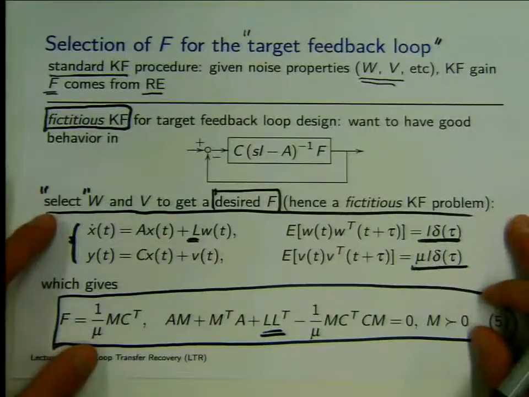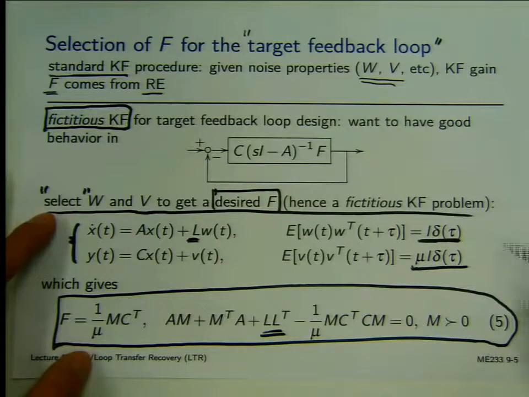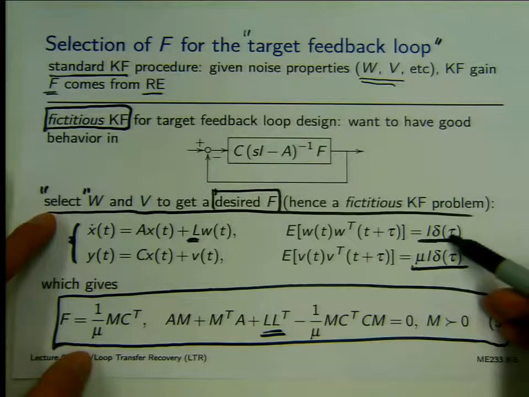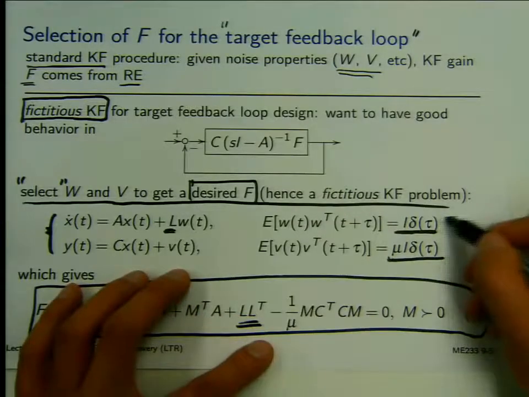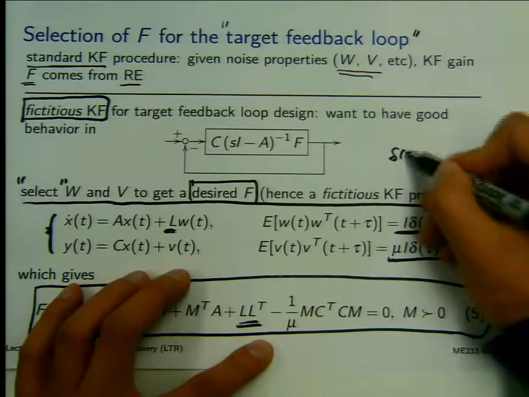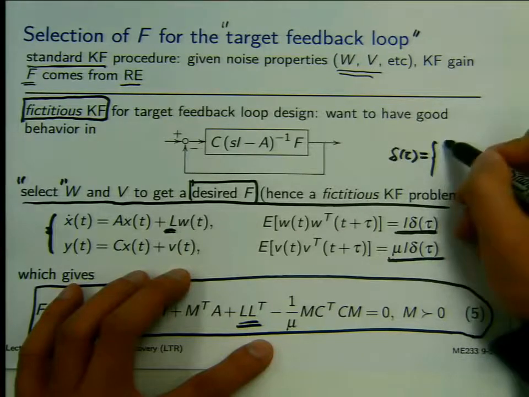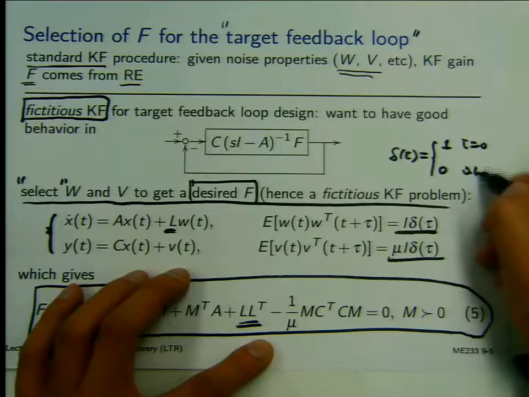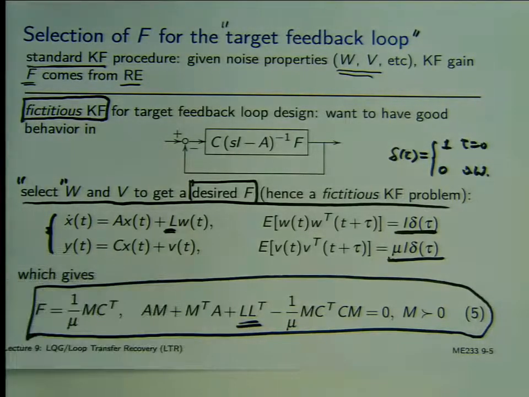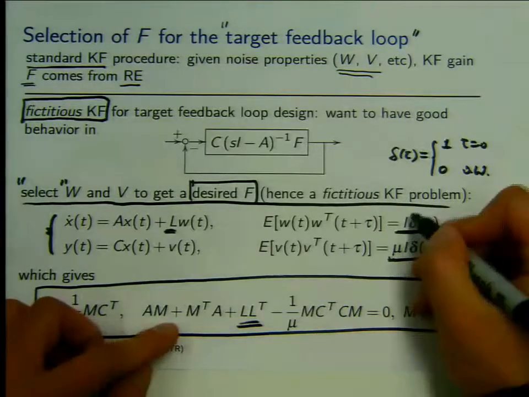Where? Here? Oh, this is the Dirac delta function. So let me see. Delta tau equals 1 if tau is 0, and it's 0 otherwise. That's the definition. Identity. Identity, yeah.